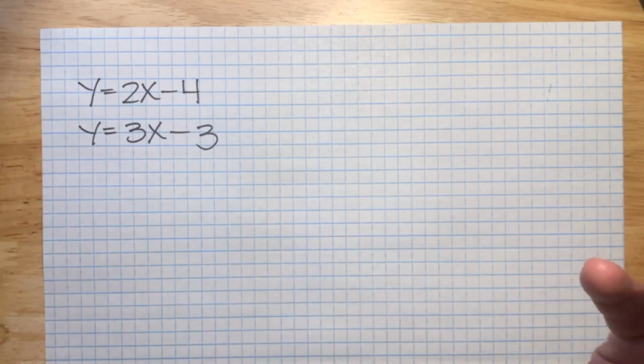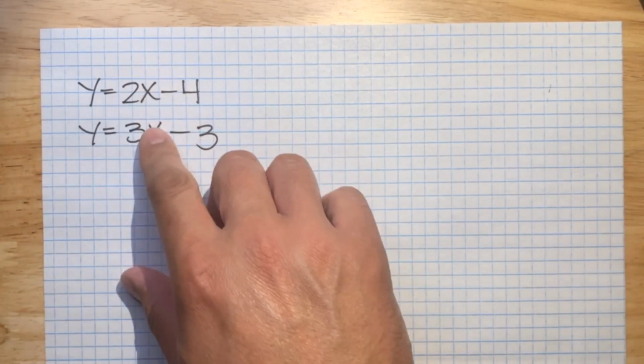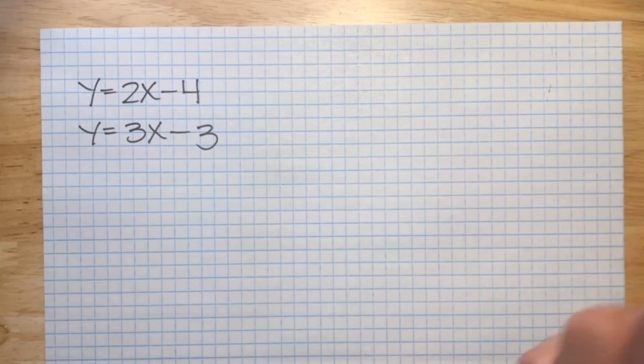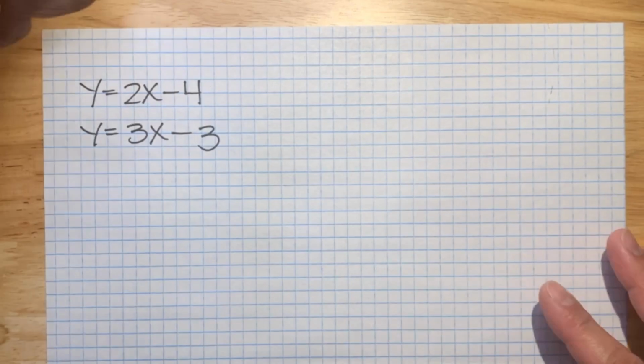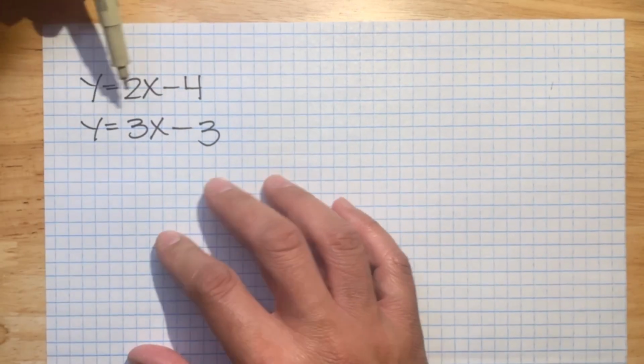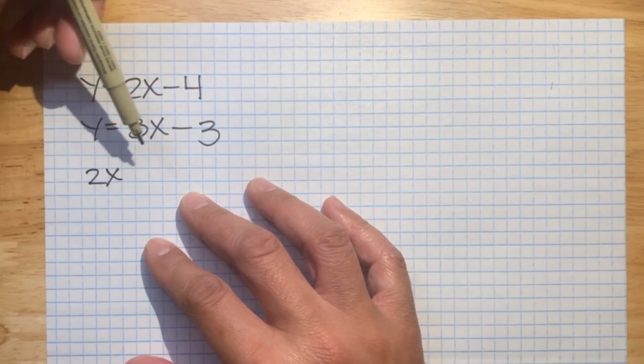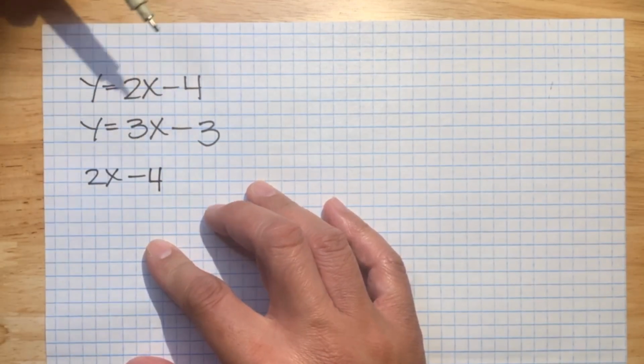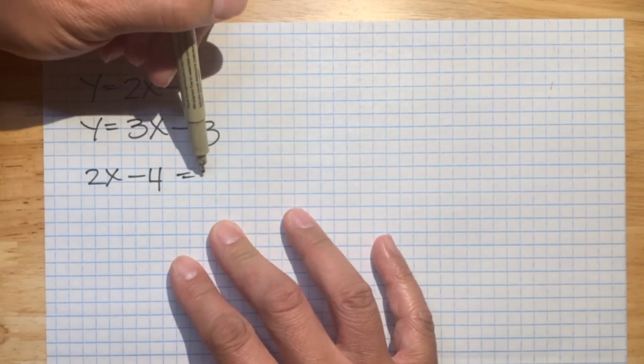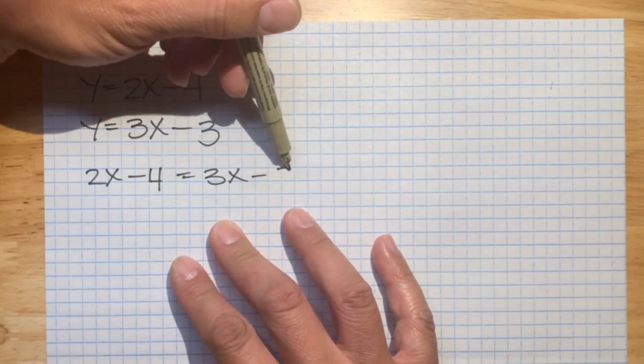So if you want to pause the video and try this on your own, and then press play and fast forward and see if you get the answer, or just follow along. Either way, whichever helps you learn better. All right, so both equal y. So I'm going to set them equal to each other. 2x minus 4 equals 3x minus 3.